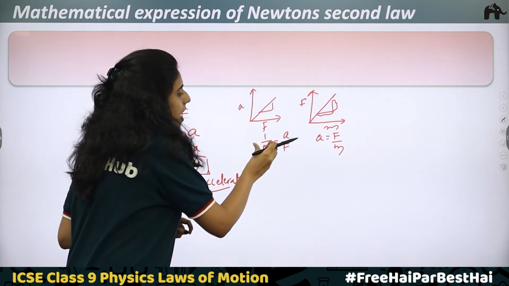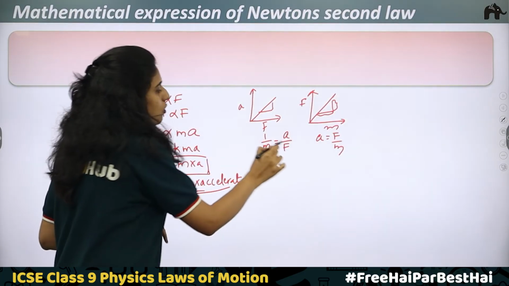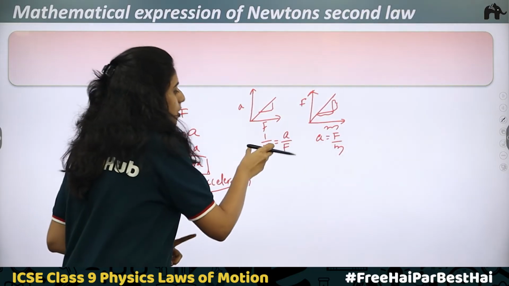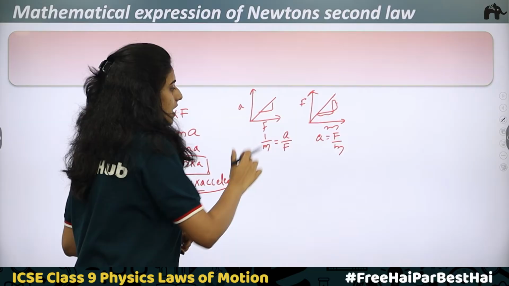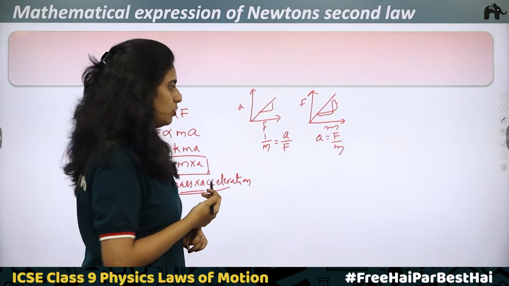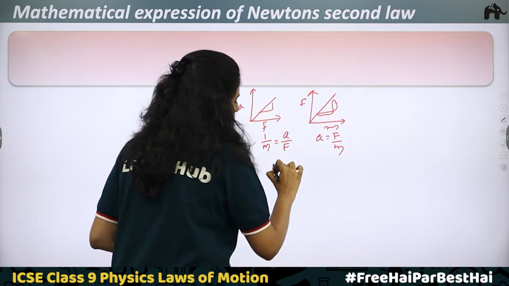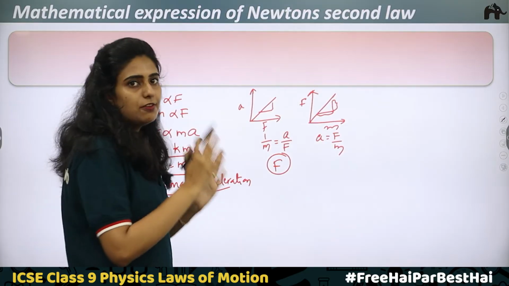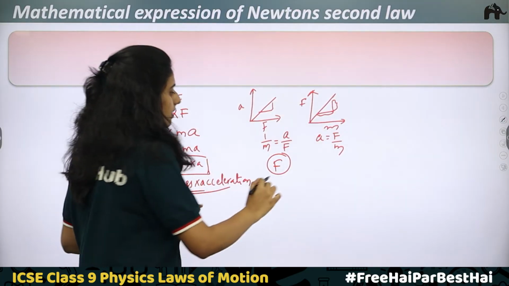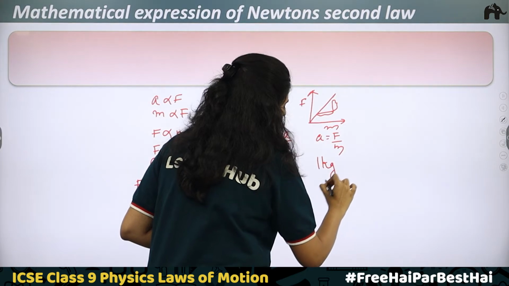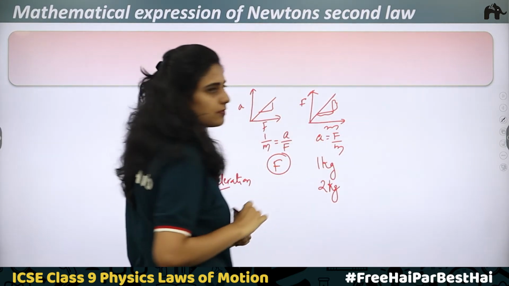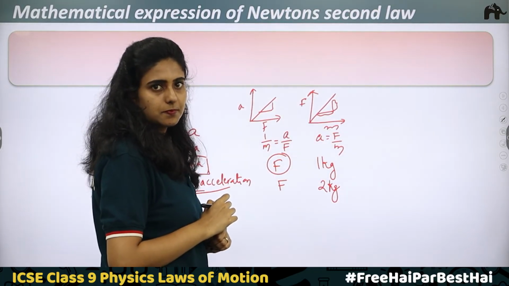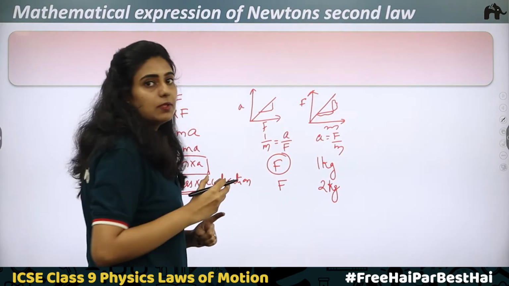Now, how are mass and acceleration related? We know that force is directly proportional to mass, and acceleration is directly proportional to force. What about mass and acceleration? Mass and acceleration are inversely proportional. When mass increases, for a constant force, let's take the case of 1 kilogram mass and 2 kilogram mass. Force should take the same value F. Clear? So, let's say 10 newtons.